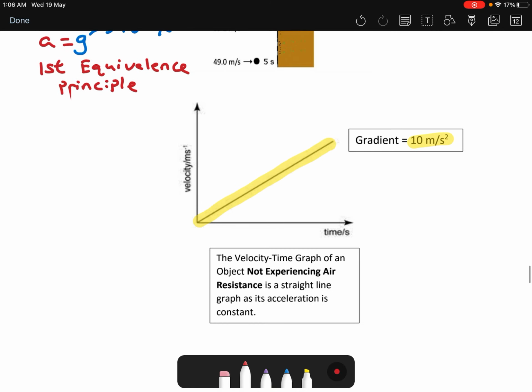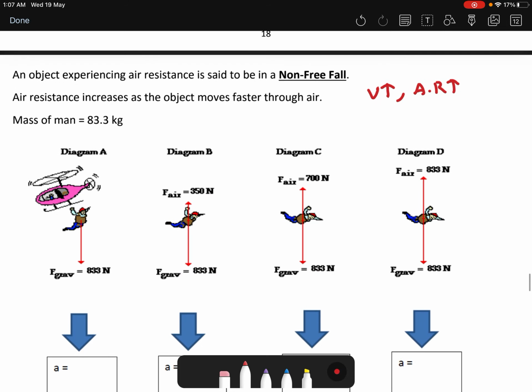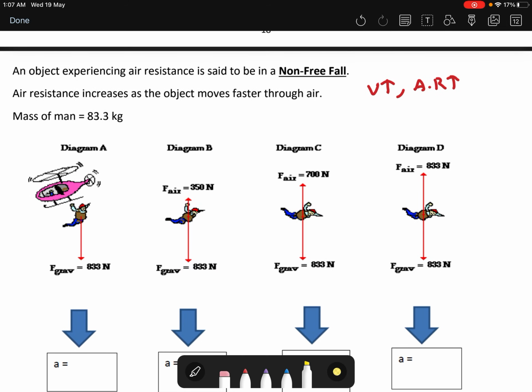If I plot the velocity-time graph of this object, I will have a straight line graph, and remember, the gradient will be 10 meters per second squared. But of course, in a real life situation, we need to put in air resistance, because air resistance is all around us. An object experiencing air resistance is called non-free fall, because there's not only the weight acting on the object, there are also many other forces like air resistance, and so on.